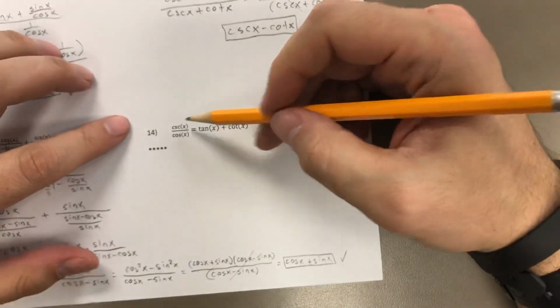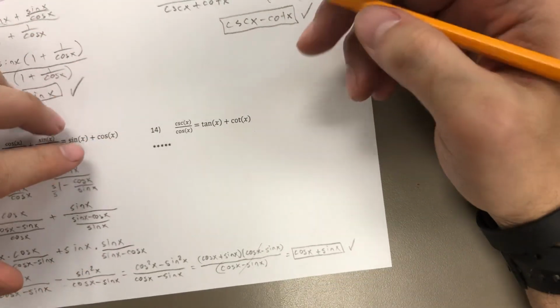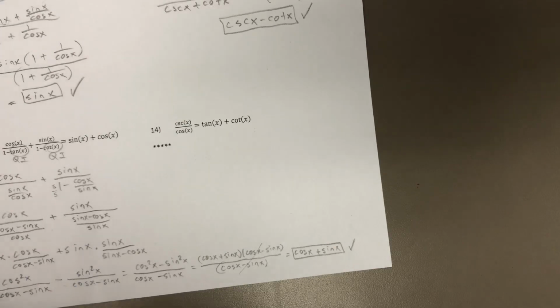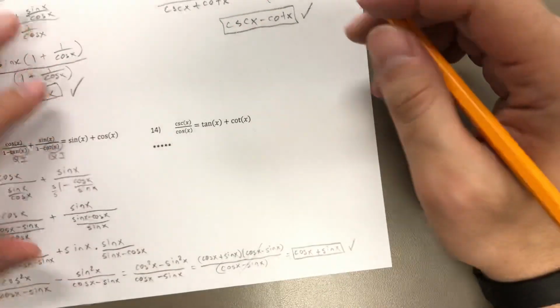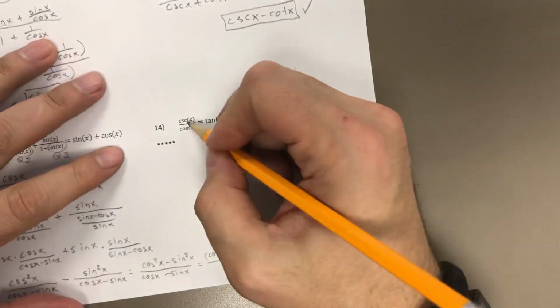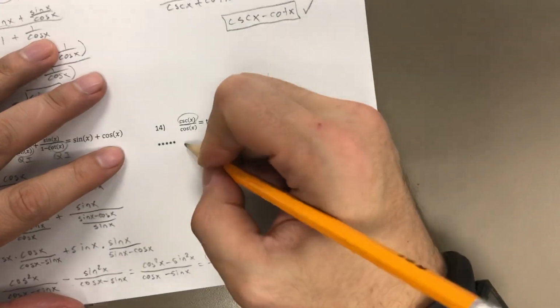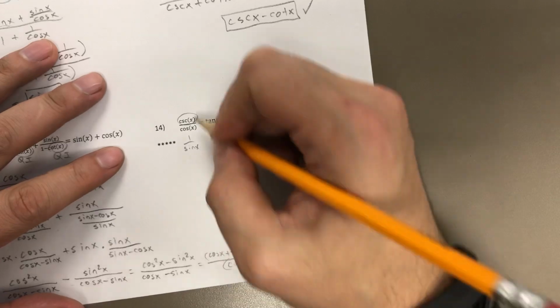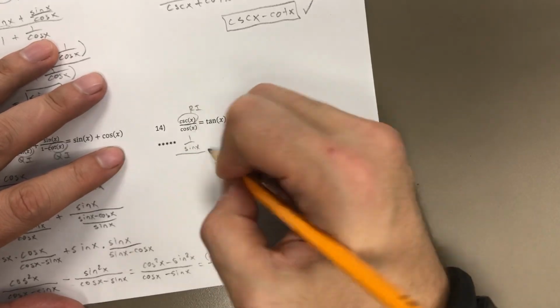Let's see. So I don't know. This is one where I might have to erase it and go back and work on it a little bit more. But let's see. Cosecant, I know that's 1 over sine. That's a reciprocal identity. Over cosine.